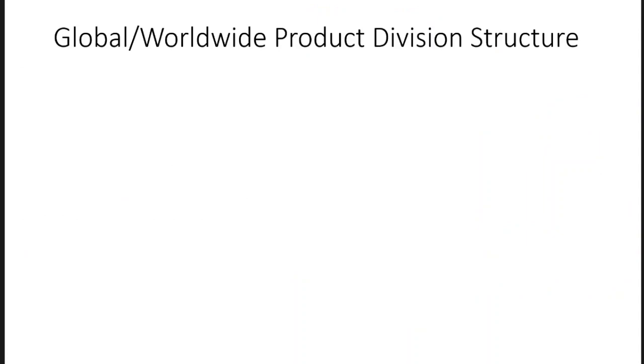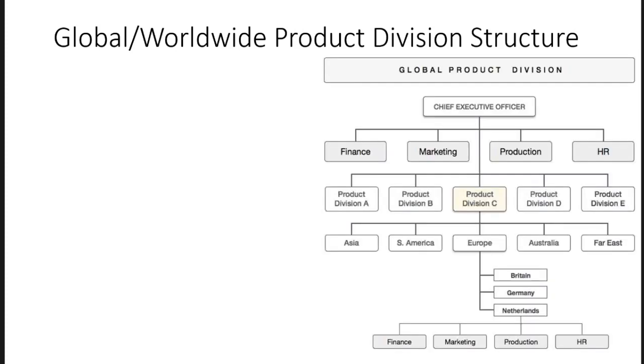And the next structure is the global or worldwide product division structure. The hierarchy will be like this. It's almost the same, but the focus on this is on the product. So after the CEO, there will be product divisions. So product divisions A, B, C, depending on the productions. And below the product will be the countries where this product will be distributed.